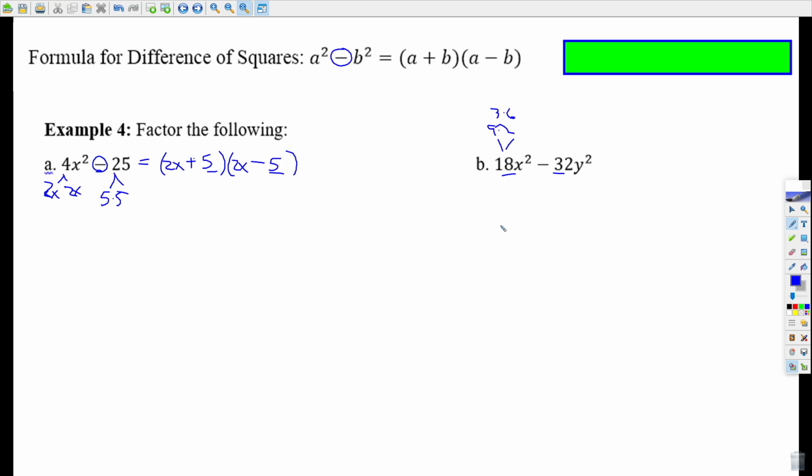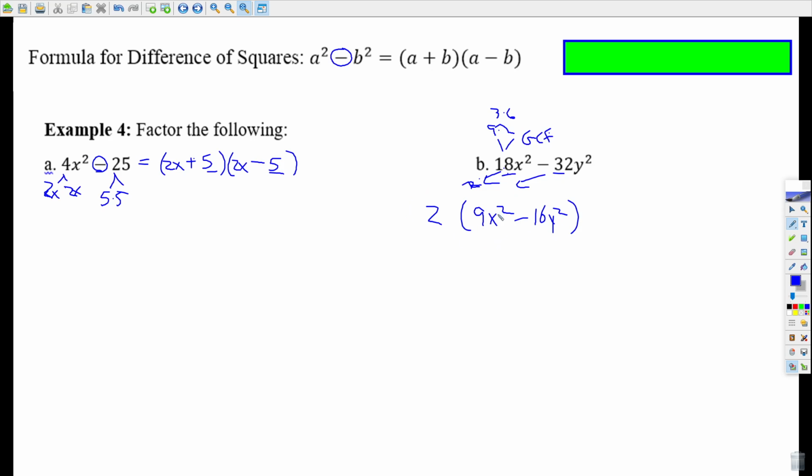So what do we do in this case? We're going to go back to the very first thing we learned, which is GCF. See if there's a GCF first, and then we'll see what we have left. So we're going to do GCF. So do we have one? Not with the variables, but with the numbers. What goes into 18 and 32? I think it's only 2. So I'm going to factor out a 2 from both of these. Right? So that means we're going to divide both of these by 2. So we get 9x squared minus, divide that by 2, 16y squared.